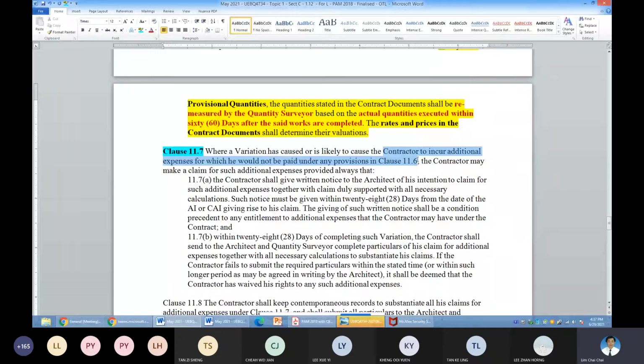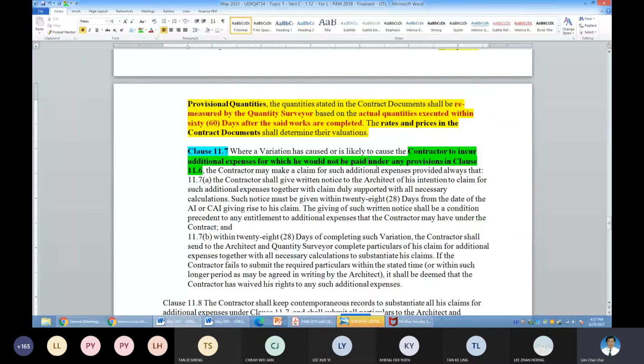That means a variation clause is not sufficient to cover the work that is carried out by the contractor. So what must the contractor do? This is a very important clause for the contractor.